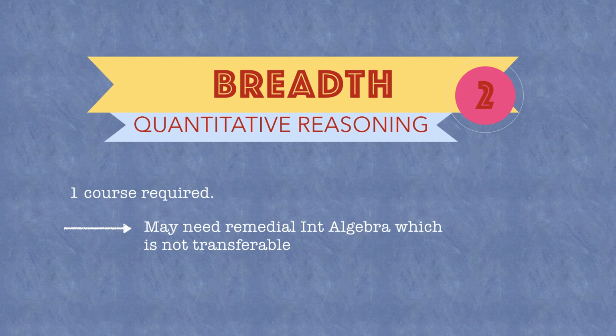Breadth, the second one, is quantitative reasoning or math. This is usually a stats course, pre-calculus, things like that. Sometimes you take a math test at a California community college to see where your placement is, and sometimes you might need an intermediate algebra or another remedial course before you can take the stats course. These courses are not transferable to the UCs, but you may have to take them. But that means the grade won't transfer over and it won't be calculated in the UC's GPA calculations.